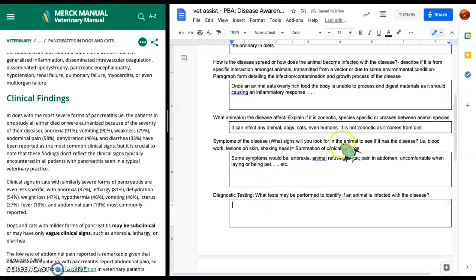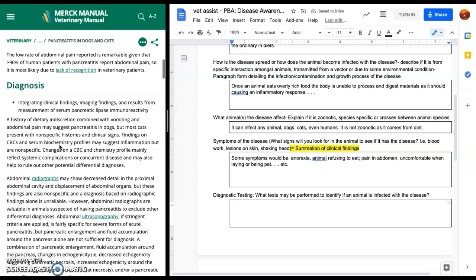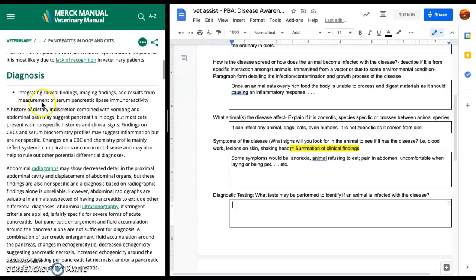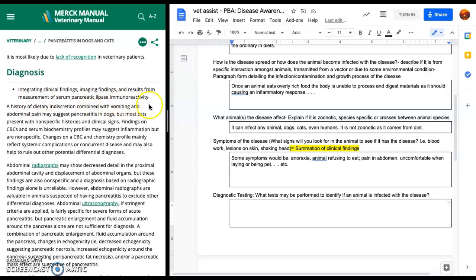Then diagnostic testing. So my diagnostic testing, I'm going to continue: what tests can be performed? Alright, so let's see. There's clinical findings, right? Imaging, and results from measurement of serum pancreatic lipase immunoreactivity. Okay, so I can sum that up into radiographs or a blood test.